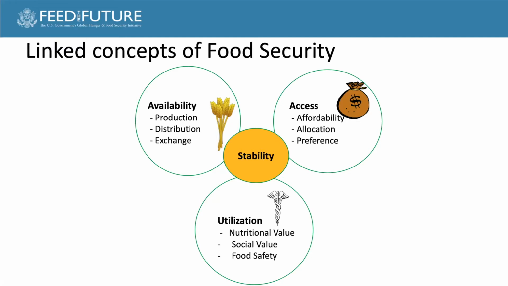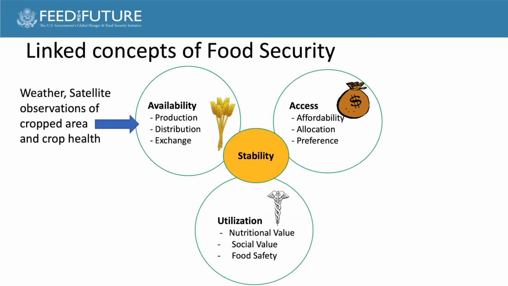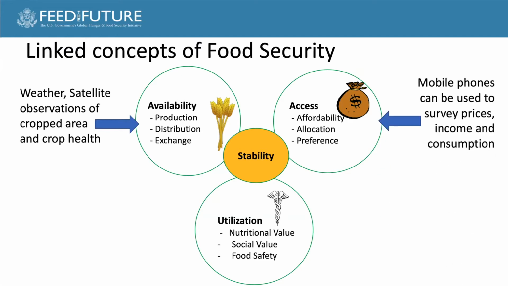And then we have utilization, where my neighbor might have access to much more nutritious food than I do because I choose to eat noodles and cheese all the time, right? But we both are well because we have a similar access to healthcare. So satellite observations of vegetation and rainfall are very relevant to measuring availability, but they're not very relevant to access or utilization. However, we can ask people about the price of food or their income.